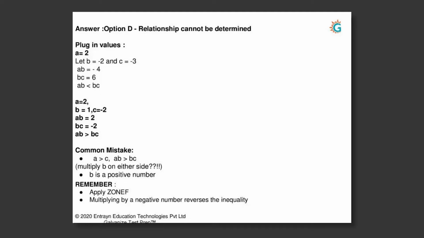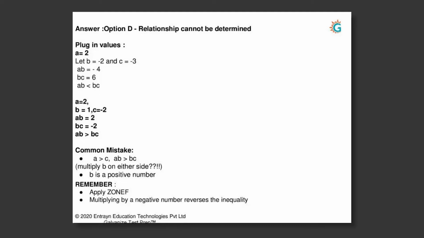But if I take B to be positive, then what happens here? When B is negative, AB is less than BC. When B is positive, AB is greater than BC. Can you see that? Just to recall plugging in numbers, A is fixed. If B is -2 and C is -3, I've taken B to be negative here and C to be negative. In that case, BC becomes positive. So AB is less than BC. But B and C can be anything, negative or positive, perfectly fine.